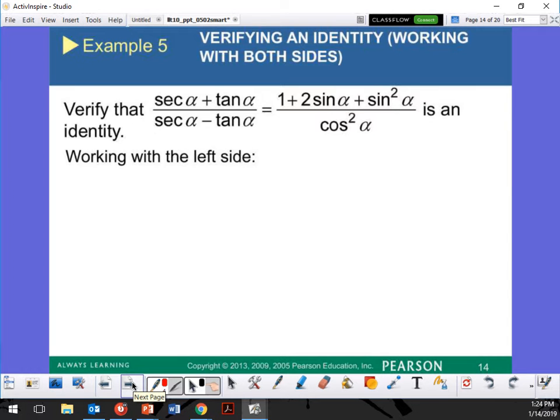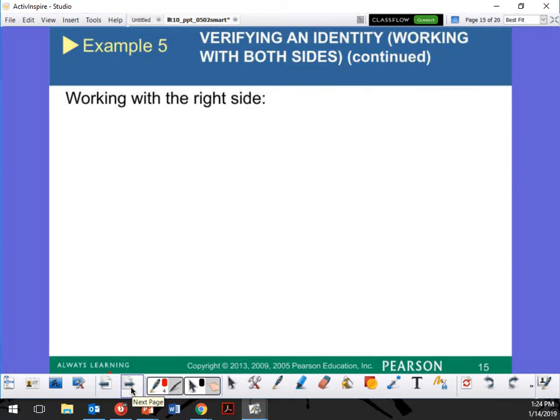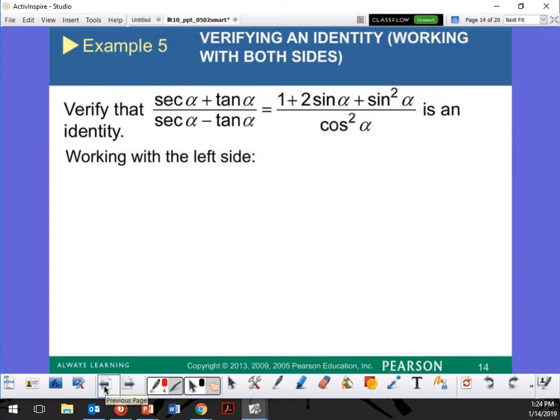All right, this one right here. So let's take a look. I'm going to rewrite this. We're just going to work the left side. It all looks complicated anyway. So secant is going to be 1 over x plus tangent, which is y over x, all over 1 over x minus tangent, which is y over x.